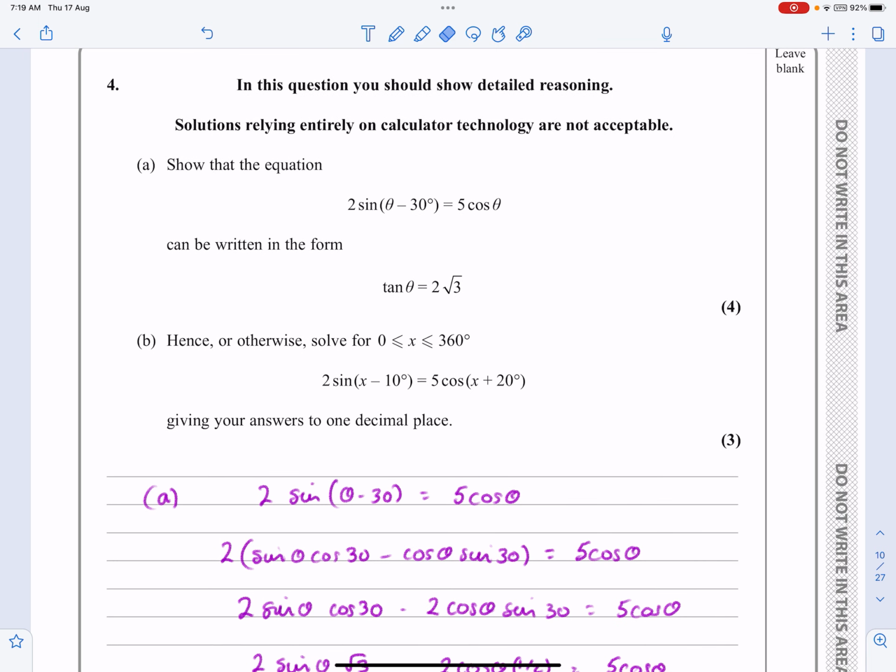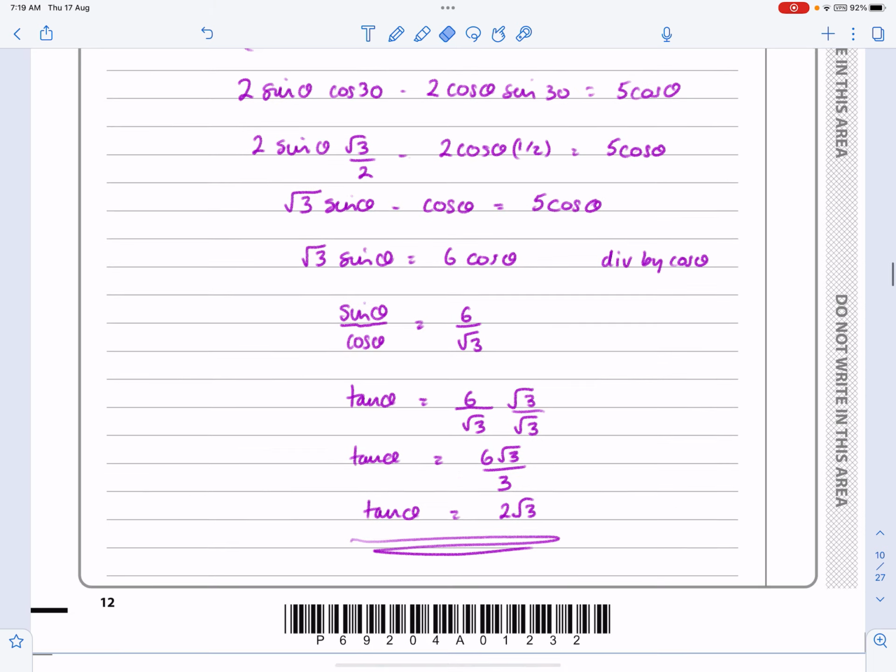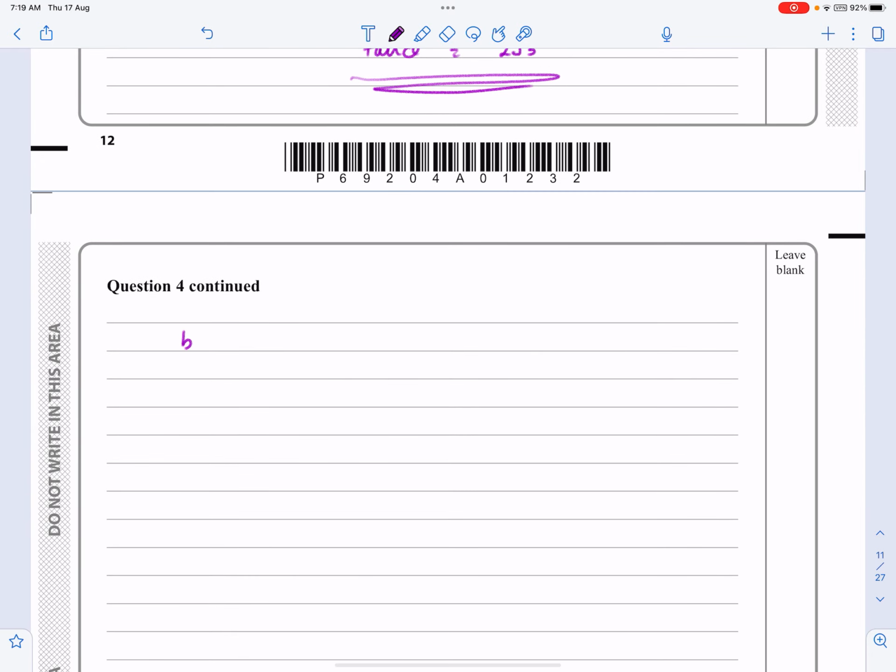Second bit says hence or otherwise, which means hence. It means use part A to do it. So what have I got here? I've got 2 sine and 5 cos, and I've got 2 sine and 5 cos. If I'm comparing them, this really is the indicator: theta should be x plus 20. Does that work out there as well? Yes, it does. If theta is x plus 20, I'll get x plus 20 minus 30, which is x minus 10. So I know what I'm doing for part B.